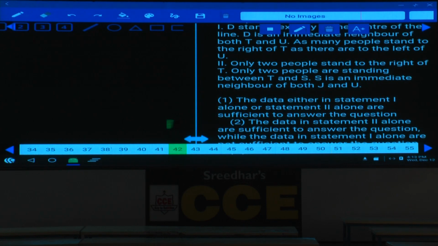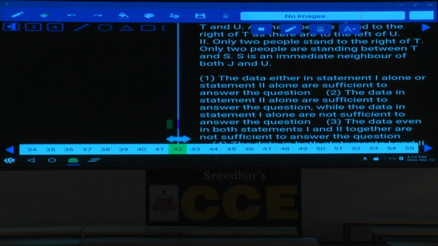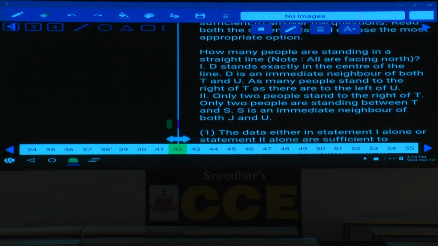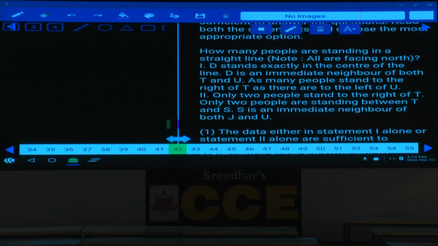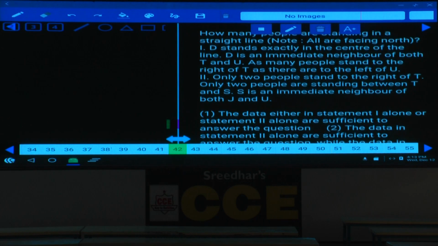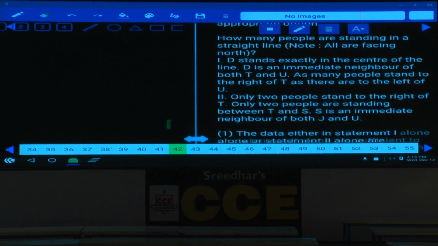Then question number 42. Now tell me what is your answer here. Question number 42 and 43, these two questions are based on data sufficiency. Now in this question number 42, what is the information here? How many people are standing in a straight line? All are facing north. A certain number of persons are standing in a line.